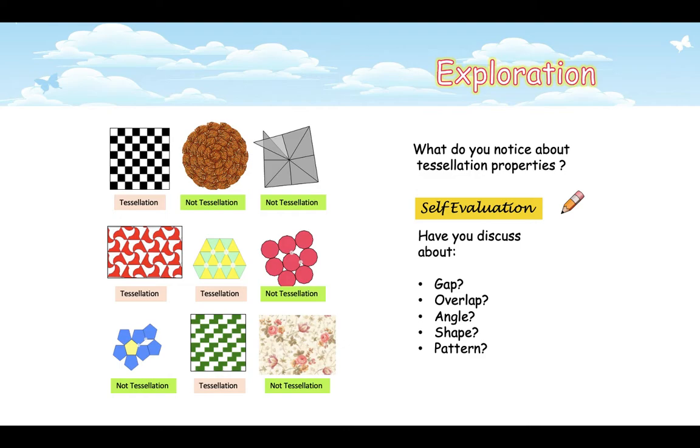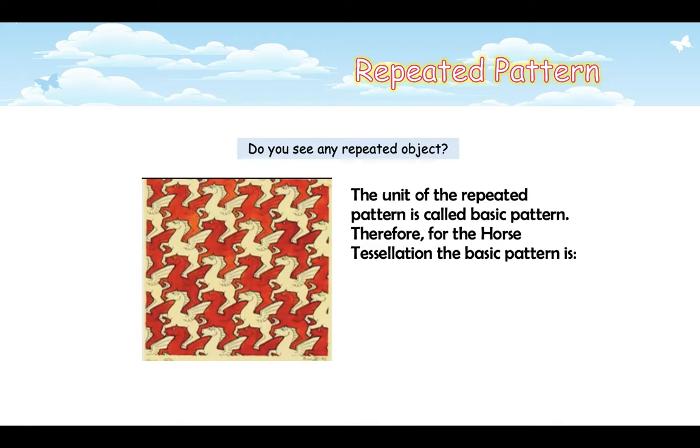What is the rule that can help you to copy and paste one object onto the whole surface? Let's consider this object. In this picture, we have a repeated pattern from a horse, so we can call it a horse tessellation. The horse here becomes the basic pattern, the unit that we repeat, like we copy it and then paste it until all of the surface is covered by the same figure.